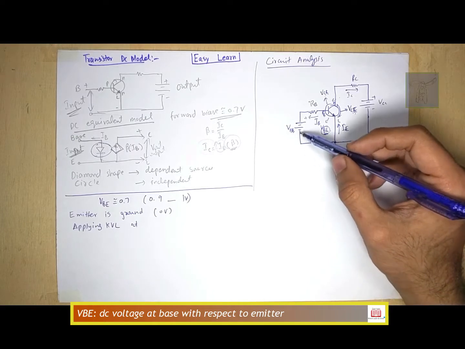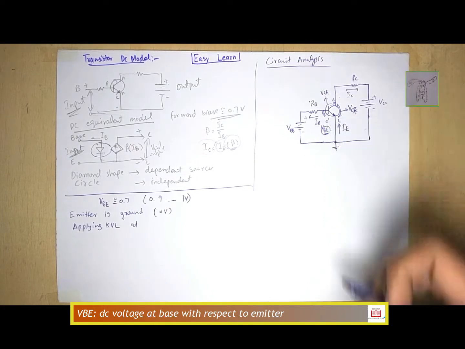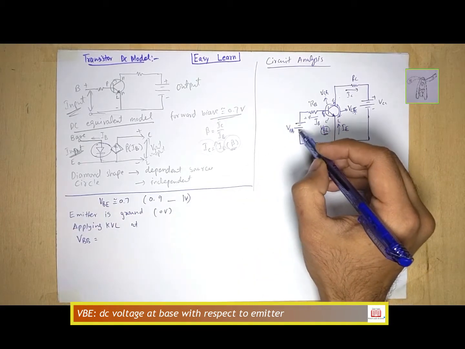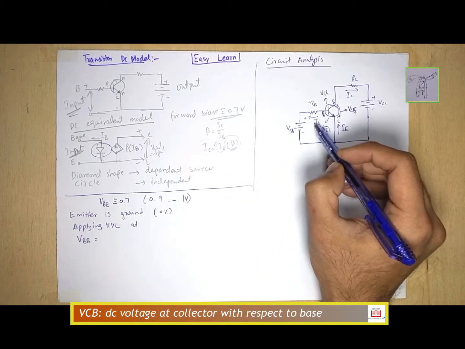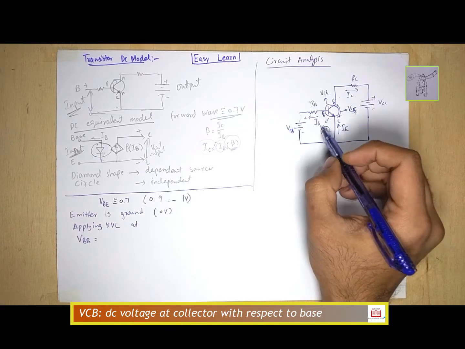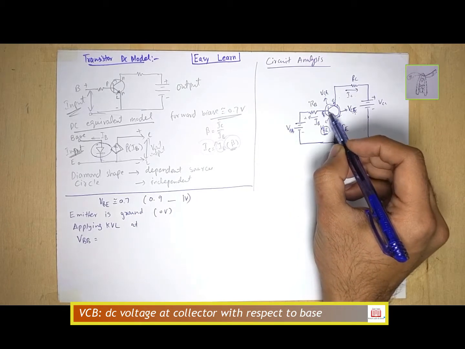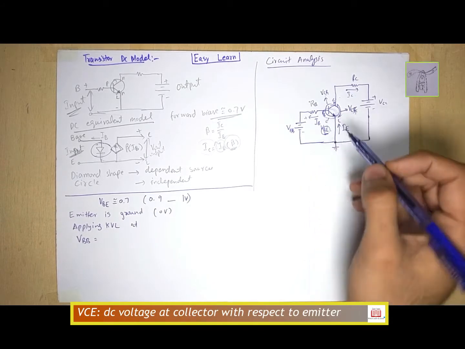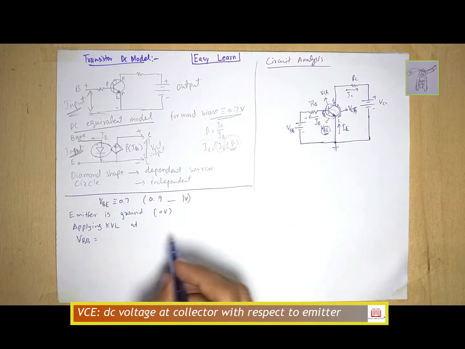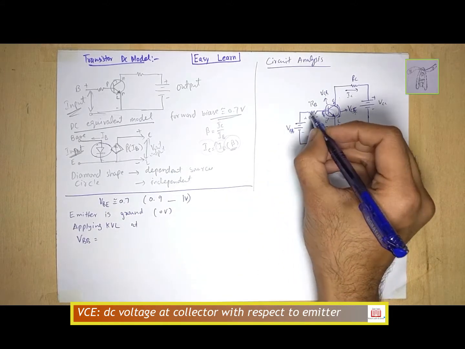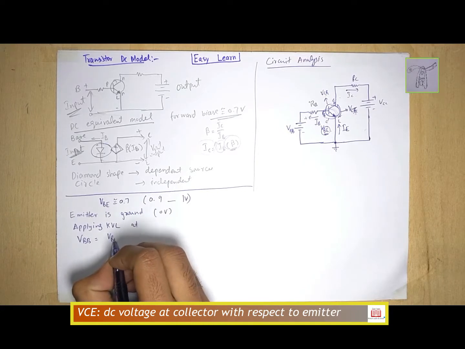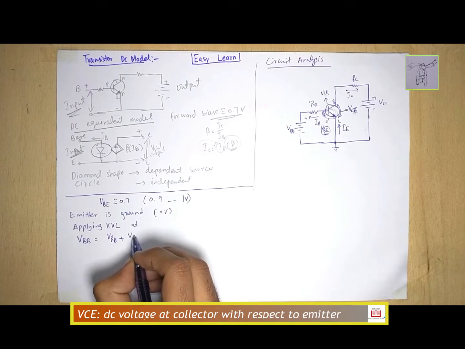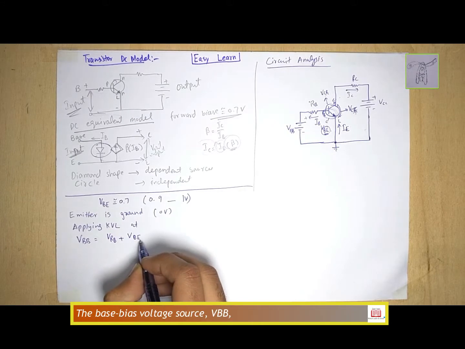Here you can see first of all this loop, the base loop, and here VBB is providing voltage, an active source. These are the passive elements: this resistance is using some voltage, and some voltage is consumed by this depletion region across the base emitter region. So VBB is equal to the voltage across RB plus the voltage across the base emitter region.